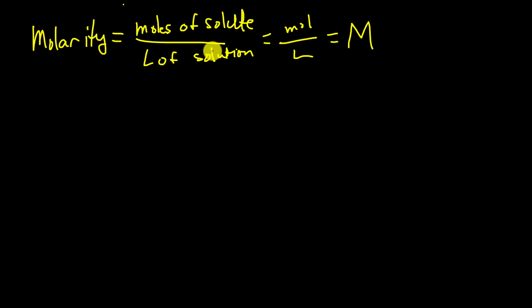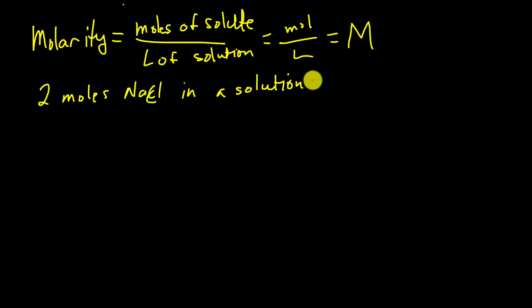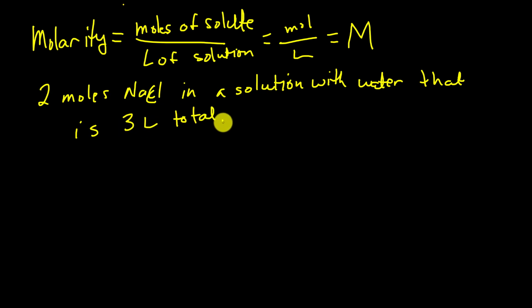So let's look at a problem here. We're going to do two problems to show you what types of things you can expect. Let's start with a very simple one. Let's say we have 2 moles of NaCl in a solution with water that is 3 liters total. So now this is a very simple problem that we're putting out here.